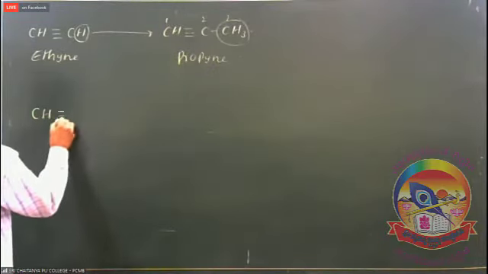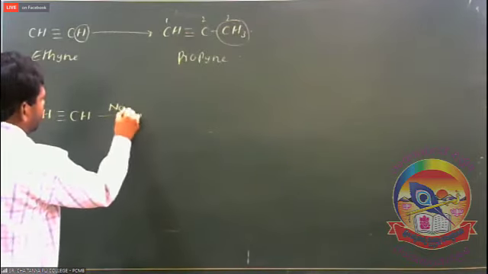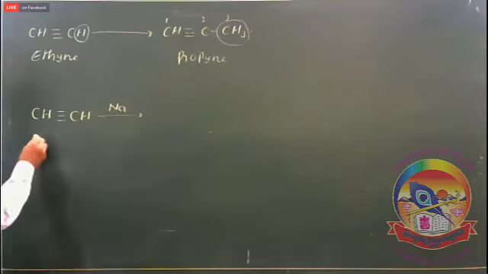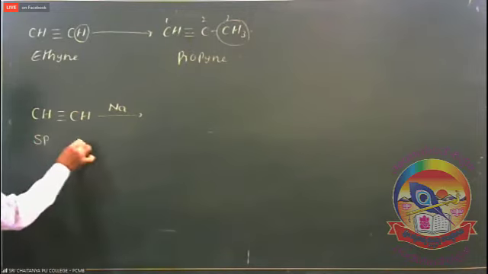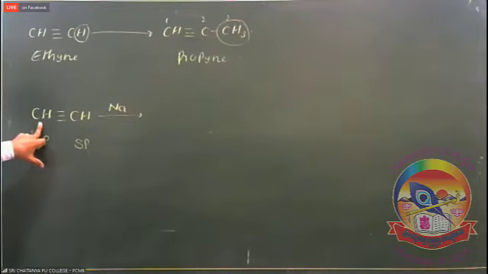Acetylene is treated with sodium metal, a limited supply of sodium metal. So what is the nature of hydrogens in acetylene? Acidic in nature, because it is an sp hybridized carbon. As the percentage of s character increases, electronegativity increases. So here it has a tendency to donate a proton, which means these two are considered acidic hydrogens.